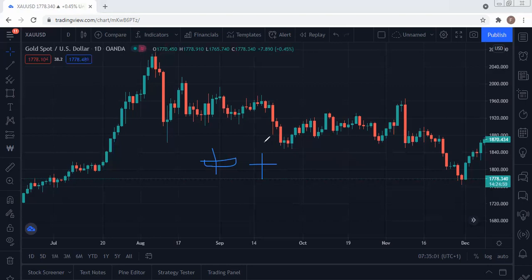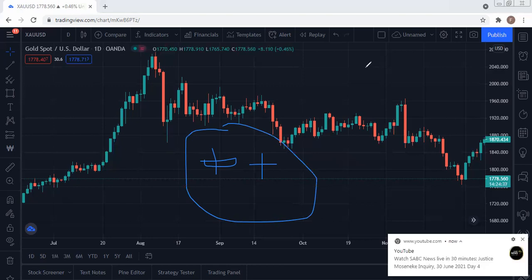Now, if you have any of these dojis, it tells you of confusion in the market, a kind of equilibrium between the buyers and the sellers. So if you spot a doji, it indicates equilibrium in the market. So if you get in and you are trading, then you should be expecting a kind of funny move within that time, a kind of ranging market or a kind of choppy market.